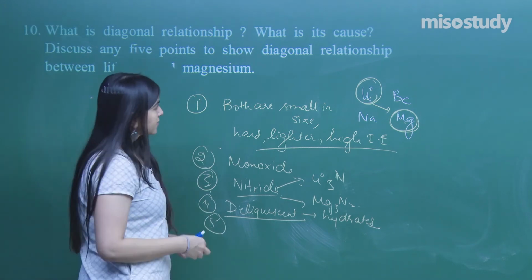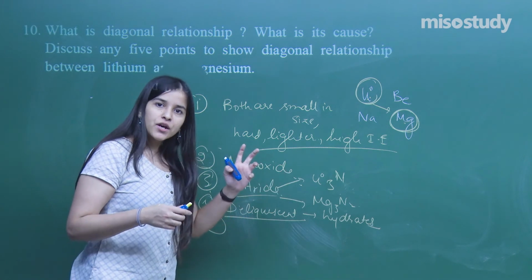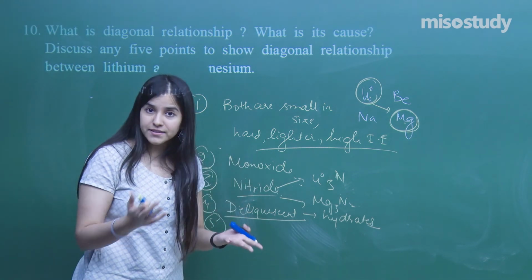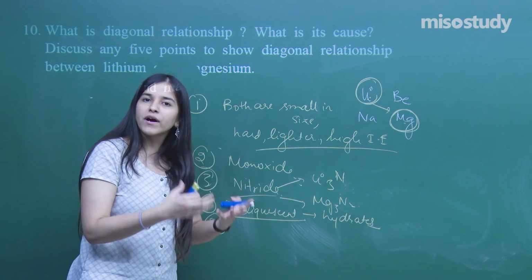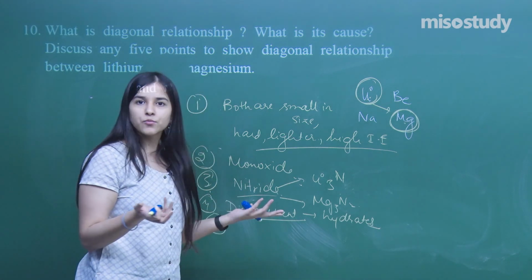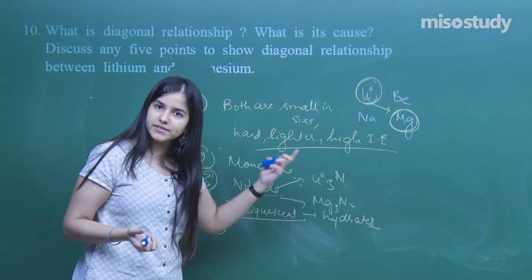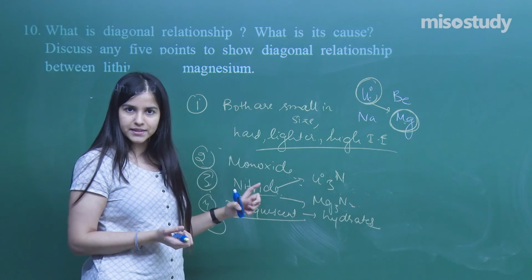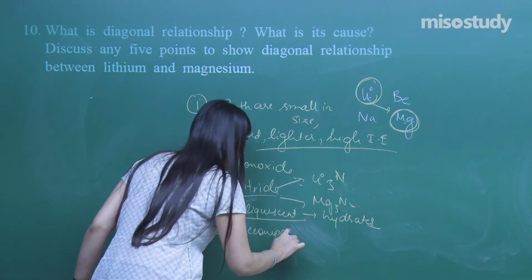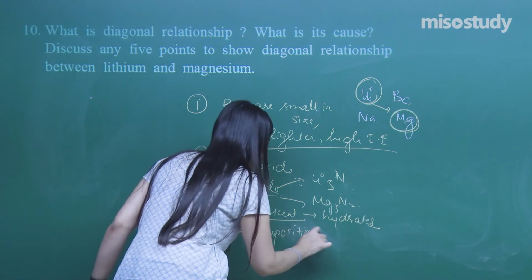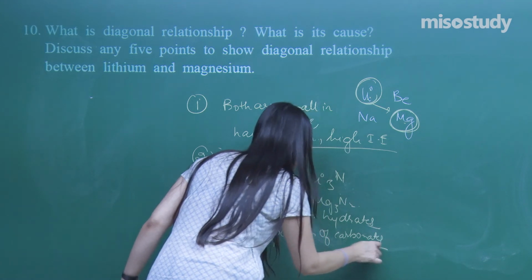What else can you write? For lithium and magnesium, you can write about the carbonates, that they get decomposed while heating. That can be another point. These are some of the very important points that I have discussed over here. I hope that is clear to you. So, the decomposition of carbonates of them you can write.